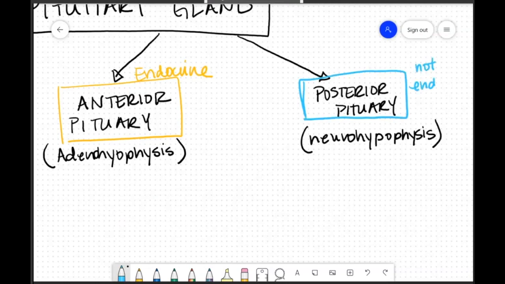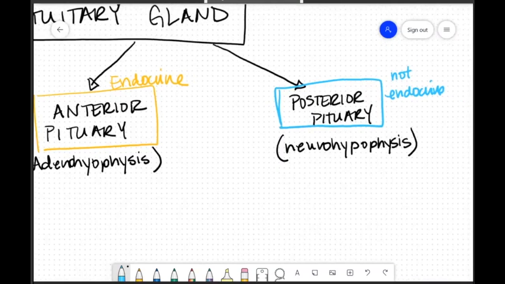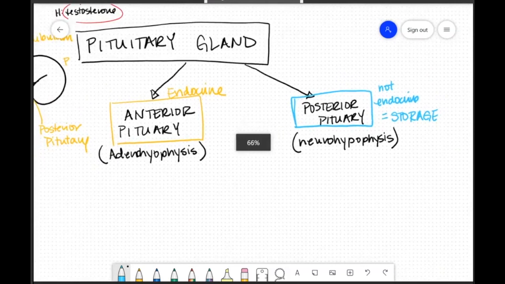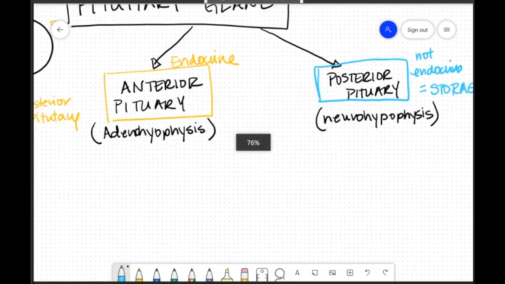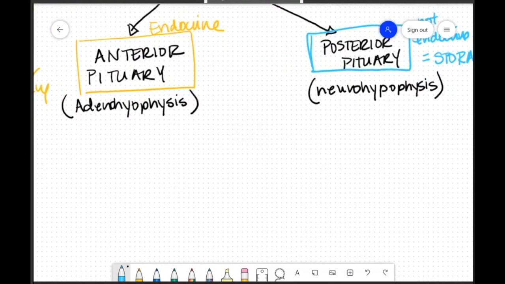And the difference here, why we are saying the posterior pituitary is not an endocrine gland, is because it is only going to be storage of the hormones. So he is still responsible for releasing hormones, but he does not actually produce them. He only stores them. We're going to spend most of our time on the anterior pituitary, but you do need to know the difference: the posterior pituitary is not considered an endocrine gland because it doesn't produce, it only stores hormones.